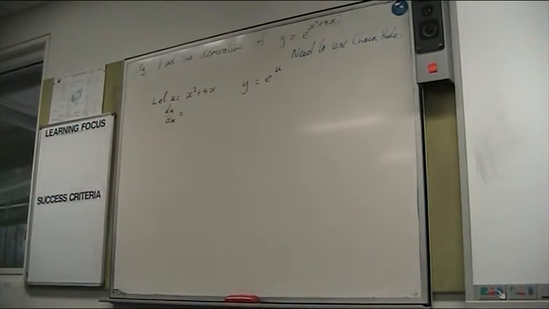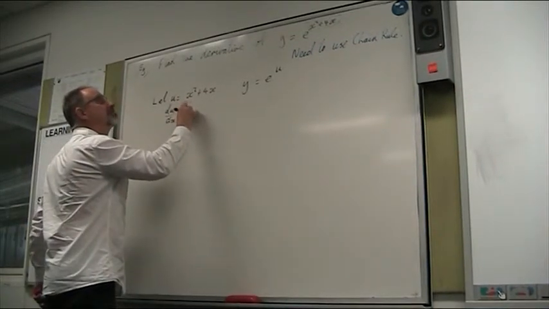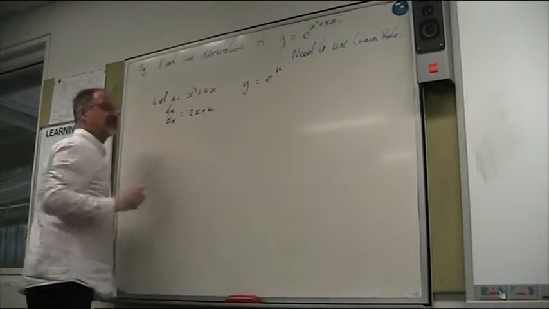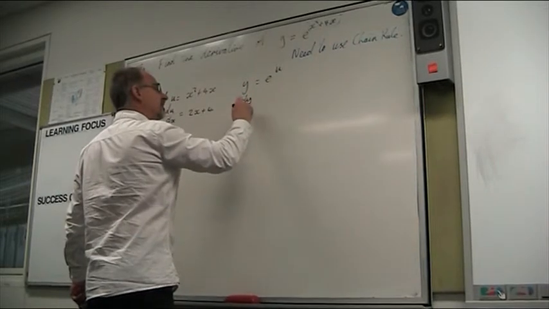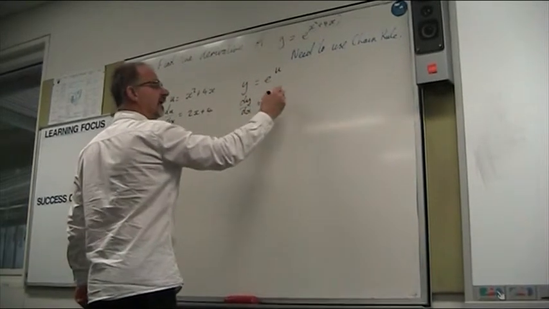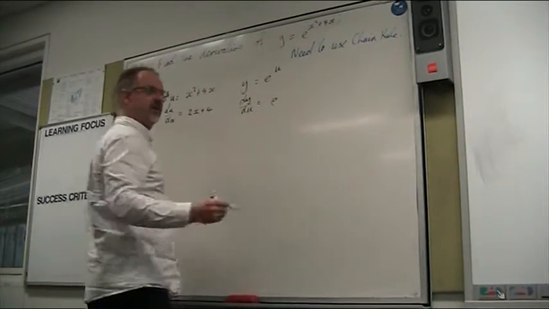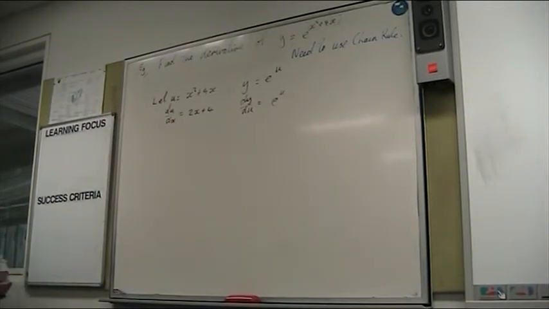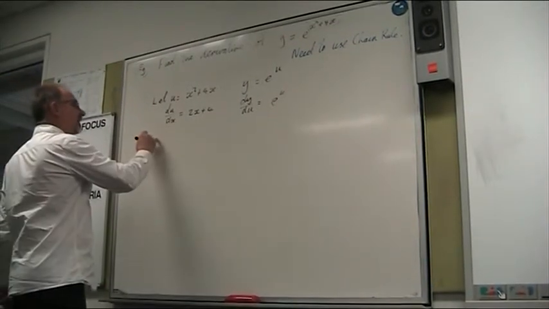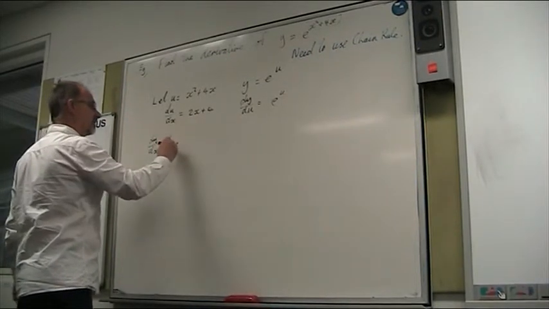The u dx, when we differentiate that, what do we get? 2x plus 4. And when we differentiate this one, y to u is just e to the u. So that bit doesn't change. So dy dx then equals those two things multiplied together.